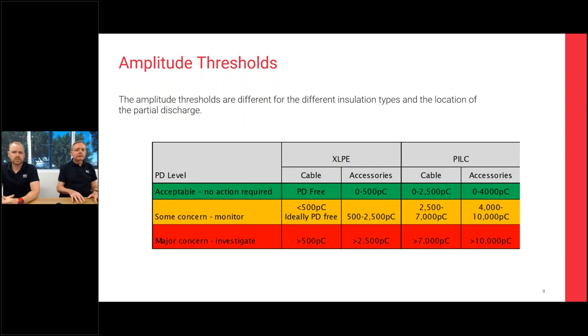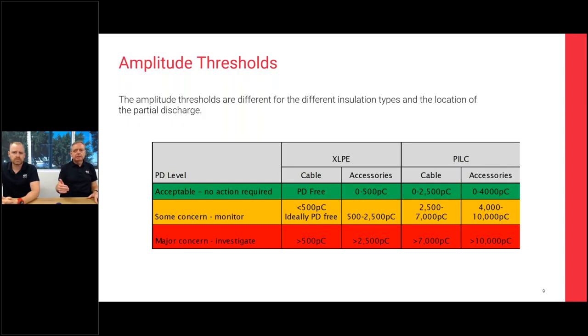So you can see that there's a significant difference between the PILT cables and the XLPE cables, and between the cable itself and the accessories, which are generally the joints, which can cope with a little bit more discharge. So major concern levels for XLPE will be, say, 2,500 picocoulombs on the joint, and for a PILT cable will be up to 10,000 picocoulombs.